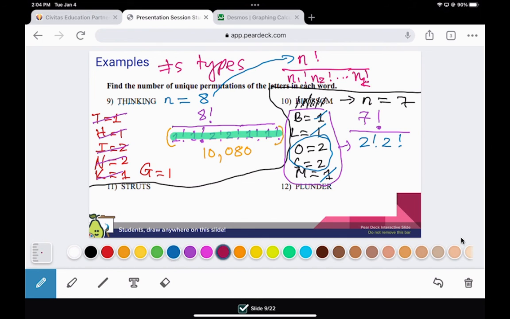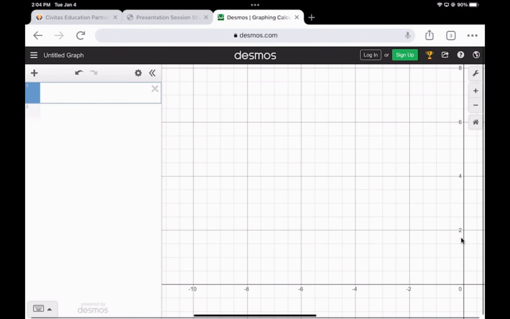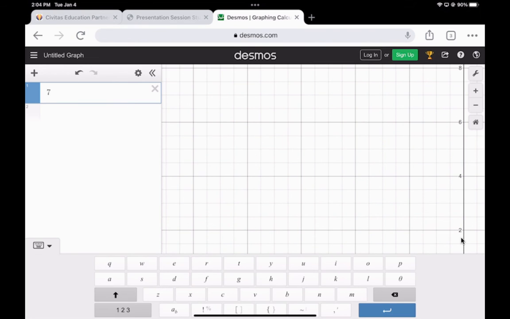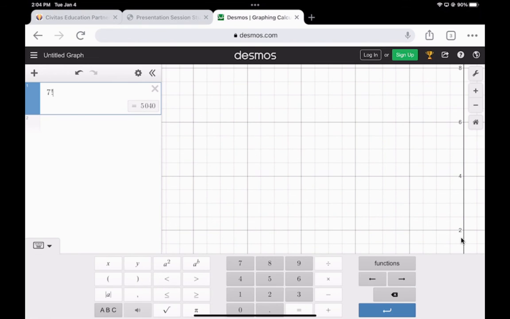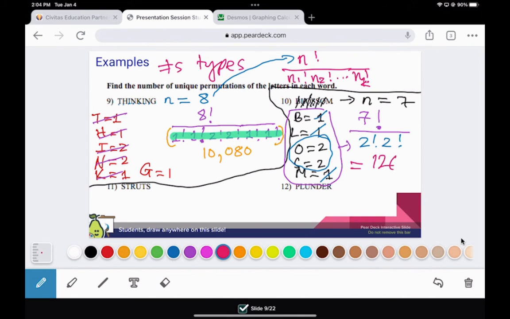Okay. So decimal, I'm going to go to decimal and type it in. 7 factorial over 2 factorial and another 2 factorial. So that gives me 1260. So I would put in here 1260.